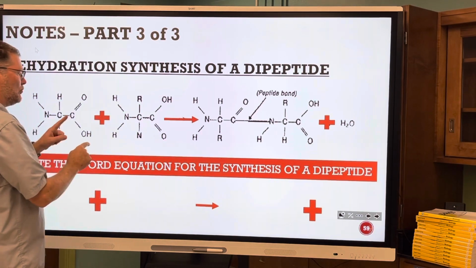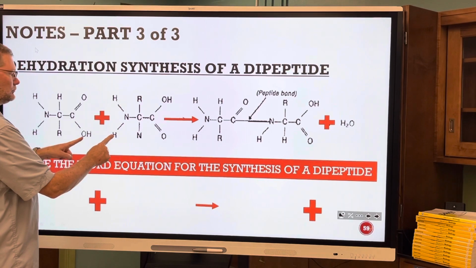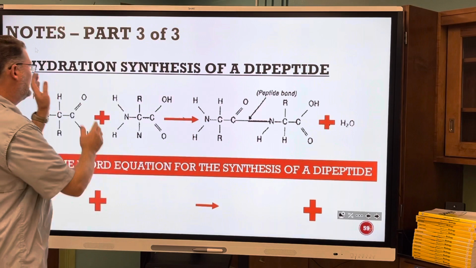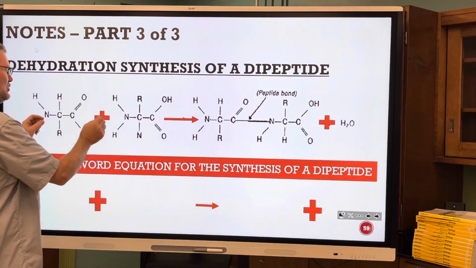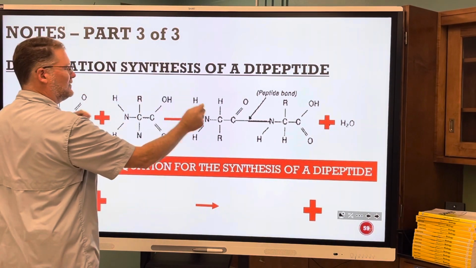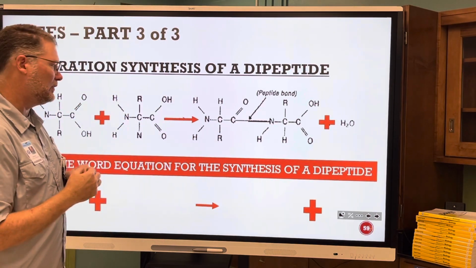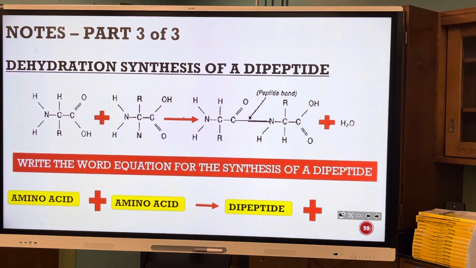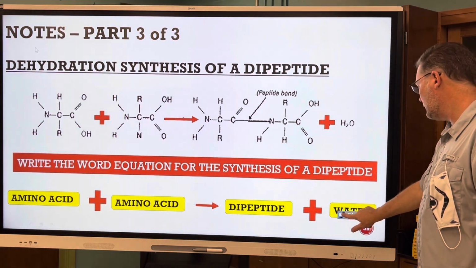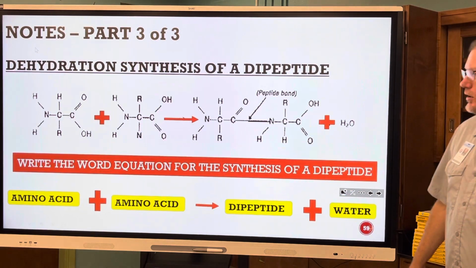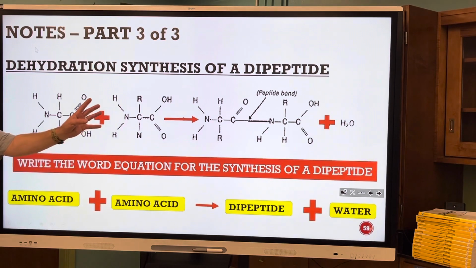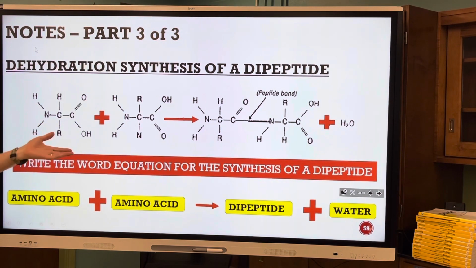And in the process, you're removing H2O. You're removing the one water out of this one. And that's the dehydration part. So dehydration is pulling the water out. Synthesis is making that peptide bond. And you've got a dipeptide. And this is how you are going to label them, okay? So label both of these on your paper, amino acid. Label that a dipeptide. And then obviously H2O is water.